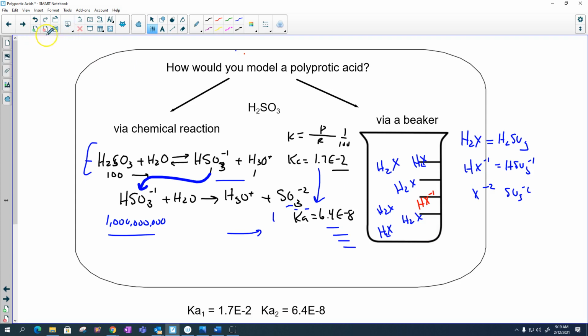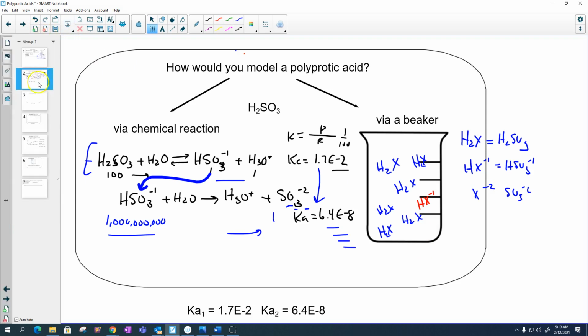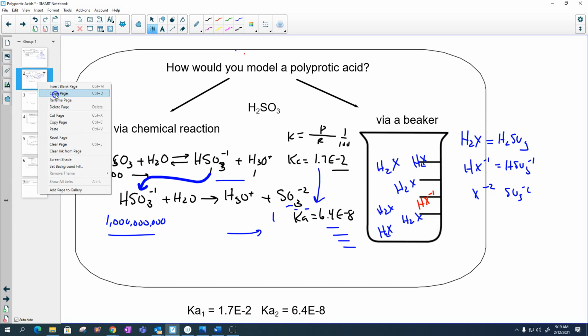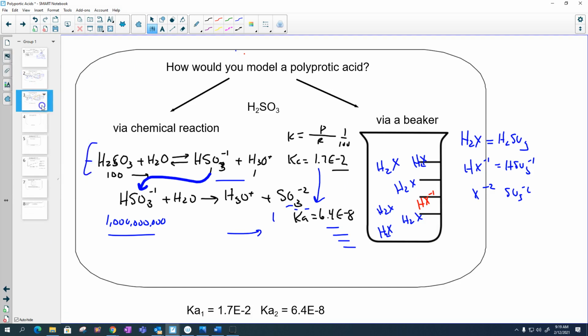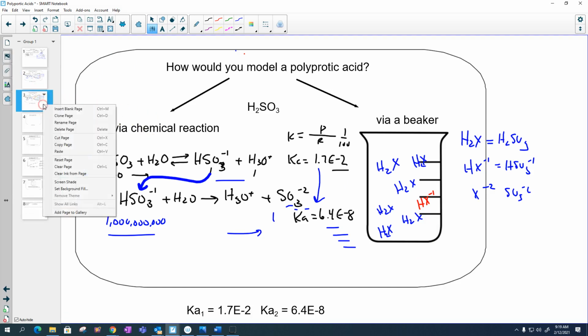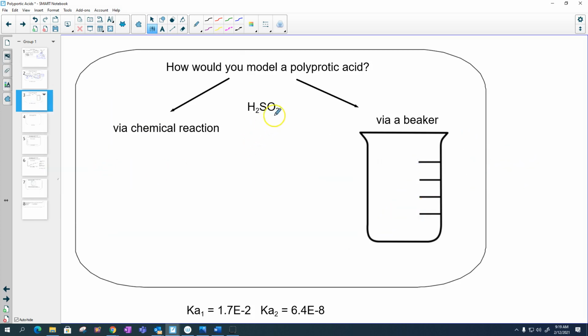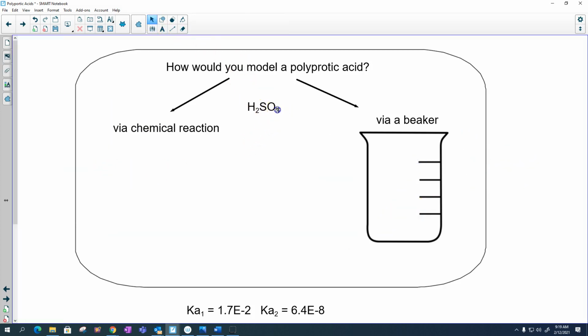What if we add a slide here? What if we change this, but we look at it rather than this guy, we change it to this guy. Now what would it look like? Okay. Take a second and sketch out what you think your beaker is going to look like. I'm going to pause the video.